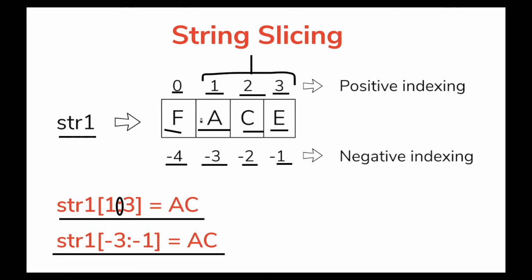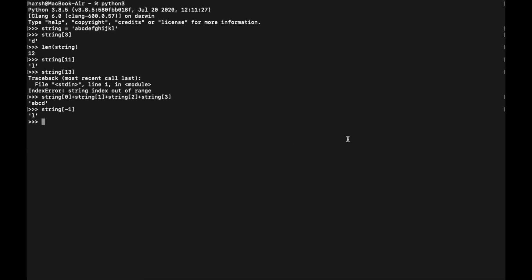At -3 we have A and at -1 we have E. Now we know that upper bounds are not included in slicing. So the output we get is only this, A to C. I hope slicing is clear. Now let's try the examples.